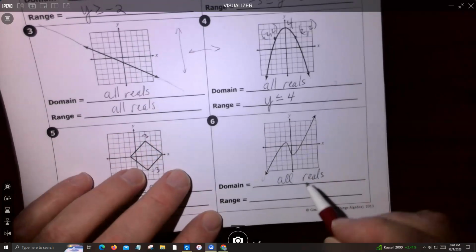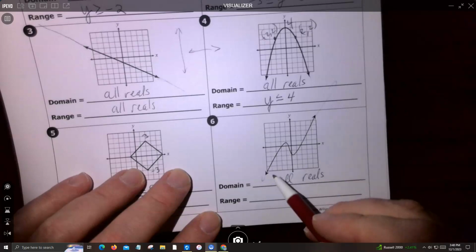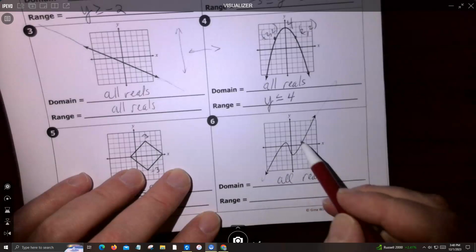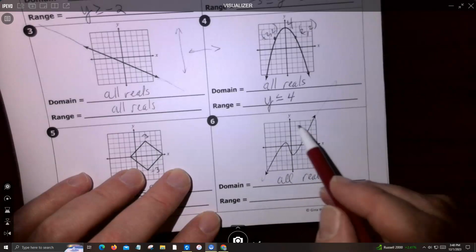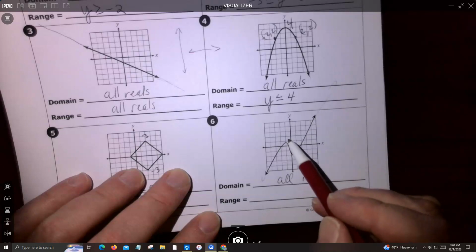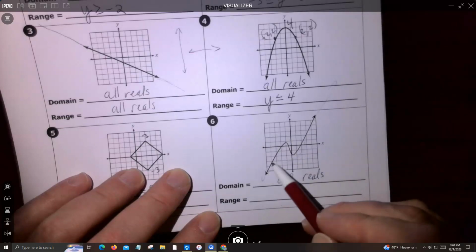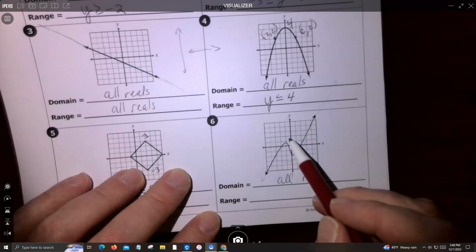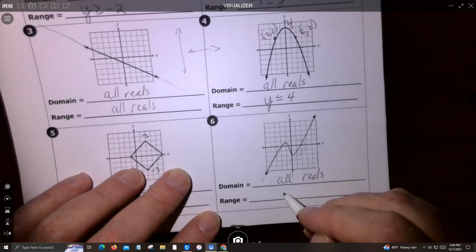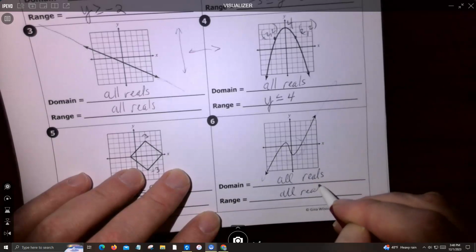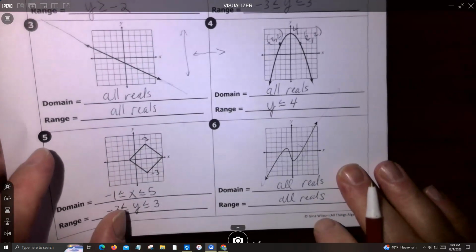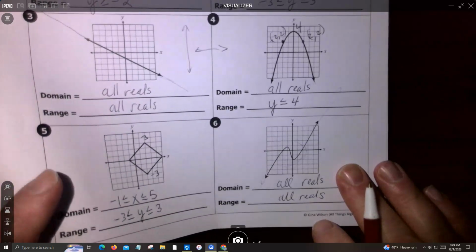So basically in this particular problem, Y can get forever big and Y can get forever small. This part doesn't matter. This is kind of a tricky question, but technically all of this is higher than this point, and all of this is lower than that point. So these don't matter in terms of your range. So this is also going to be all real as well. Okay, all reals means everything. It means I get to use anything I want, any number I want.